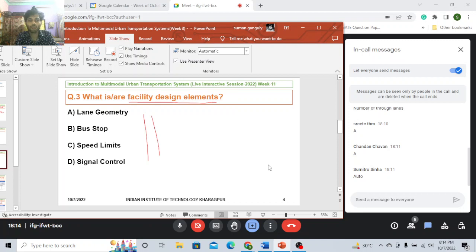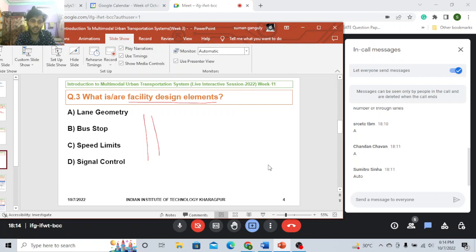So what is a facility? A bus route may be a facility. Then what are the design elements? There are two things, one is the facility control, another is the facility design. So you need to think what falls under the facility design and what actually falls under the facility control. Facility design elements. If you want to design a bus route, what are the elements you need? If I break it down, say I want to design a bus route, which is a facility, which are the elements that I need to design?